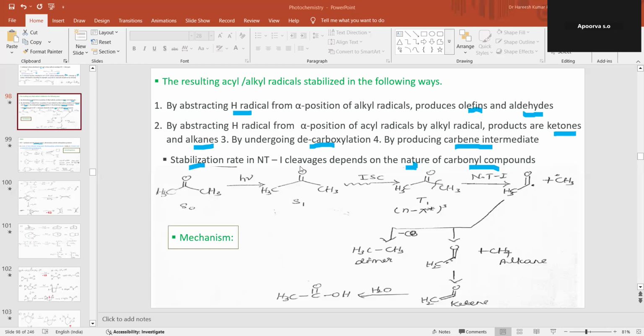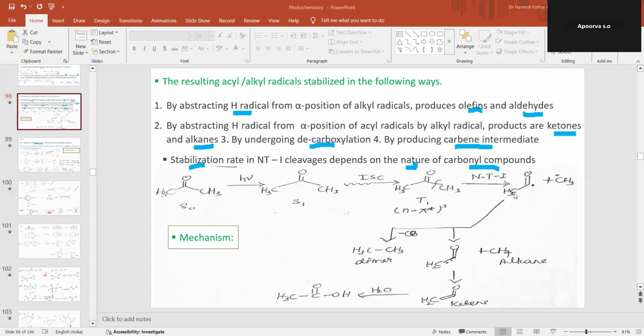So the stabilization rate in Norrish type 1 cleavages depends on the nature of the carbonyl compound. Here I'm taking acetone as the carbonyl compound, and it's in a ground state. When it is irradiated with the light source, more particularly at the lambda max of the acetone, it goes into a singlet state. This undergoes intersystem crossing, forming a triplet one. The triplet undergoes alpha cleavage. This kind is called a Norrish type 1 reaction. This leads to formation of the acyl radical and the alkyl radical.